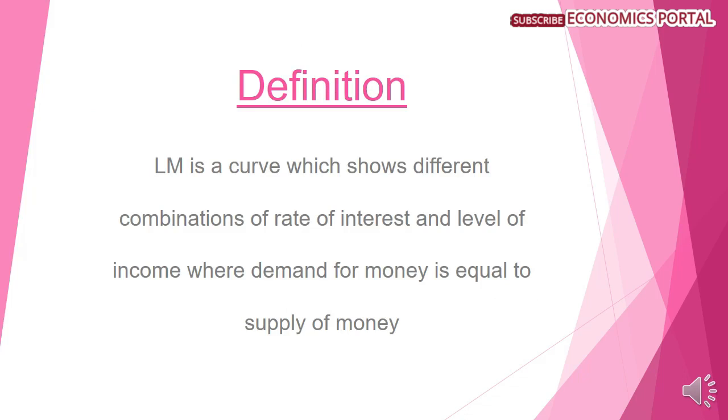Let's have a look at the definition. LM is a curve which shows different combinations of rate of interest and level of income, where demand for money is equal to supply of money. Basically, LM curve deals with the monetary market, money market, and here the rate of interest is an increasing function of increasing income. As the income increases, rate of interest increases, and as the rate of interest decreases, the level of income also decreases.